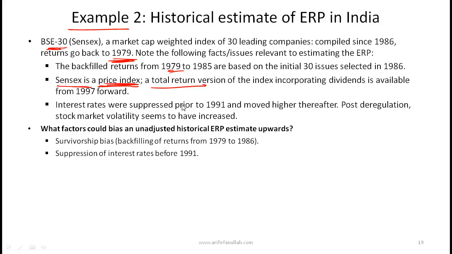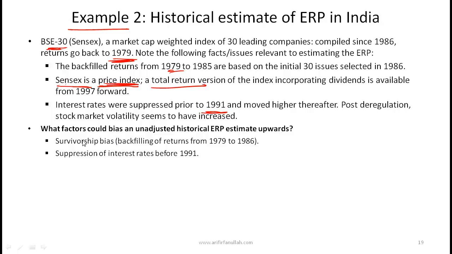Another piece of information that most of you might know: the interest rates were suppressed prior to 1991. So till this time, the economy was a pretty strongly managed, closed economy. And then the Indian economy started opening up in 1991. Post-regulation, the stock market volatility increased. Another thing that happened was the interest rates were low before 1991 because they were suppressed. Subsequent to 1991, stock market volatility went up and interest rates also went up. That includes the risk-free rate. The risk-free rate went up after 1991.